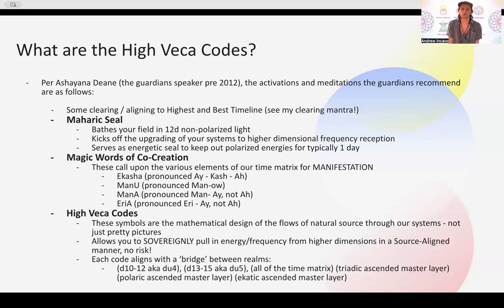Let's get rolling. So, what are the high Veca codes? I'm just gonna show you my process, and we can go from there.